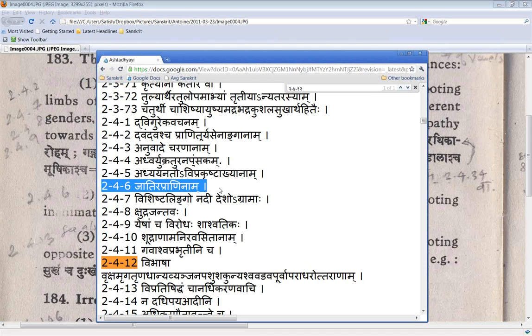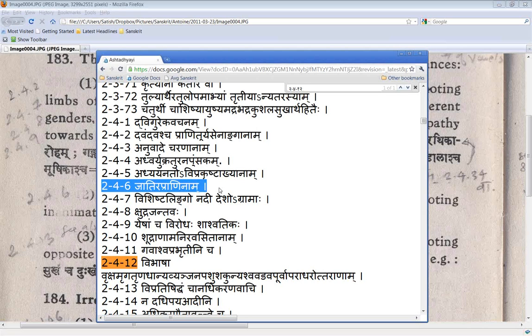Dravya Jati, first of all, Dravya Jati Nam Eva. It has to be Dravya Jati. It cannot be like Rasa, Rupa, Rasau, Rupa and Rasa. They are not a substance. So this 2, 4, 6 is a condition, which is that Dravya Jati Nam Eva. It has to be Dravya Jati.